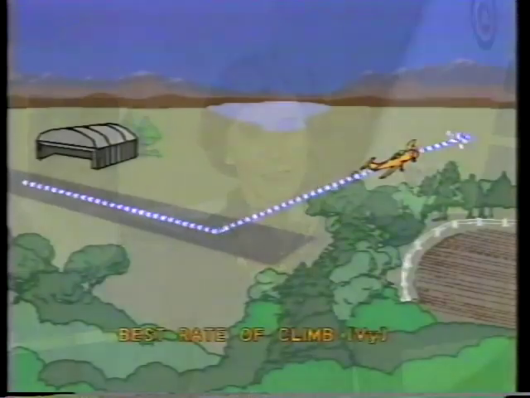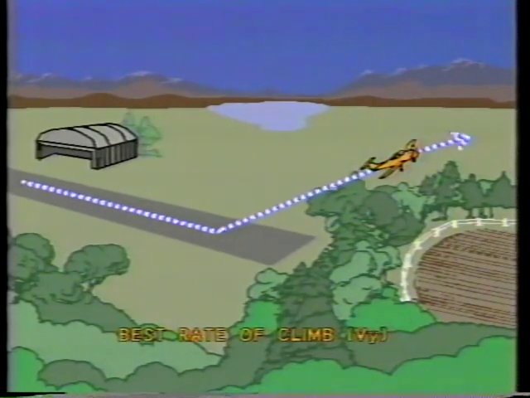Now, before we discuss takeoff performance, you must have a good understanding of the difference between the best rate of climb airspeed and the best angle of climb airspeed. The best rate of climb airspeed provides you with the greatest gain in altitude for a given period of time. The best rate of climb speed is abbreviated Vy.